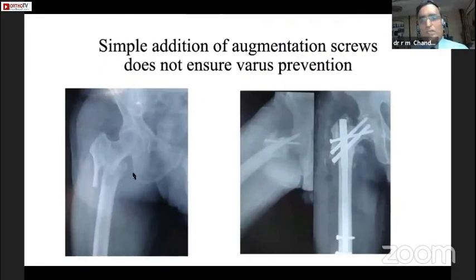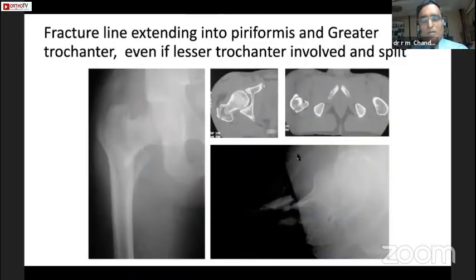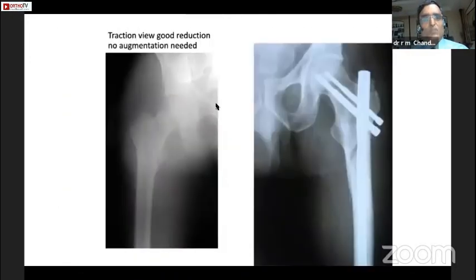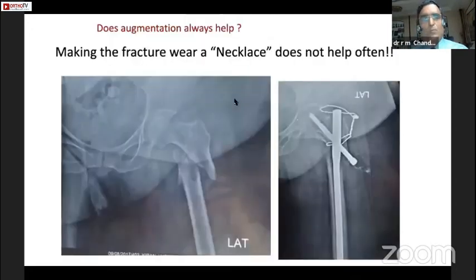Here, the surgeon tried to augment the lateral wall, see the augmentation, but this augmentation did not help in preventing varus. Another case, traction giving good reduction and fracture healing very nicely with a PFN without any further problems. Making the fracture wear a necklace like this does not help in any way, in my view. The most important thing is your reduction. This necklace might hold the reduction temporarily, but it really doesn't provide any force. And see, in this patient, it has not given any effect.